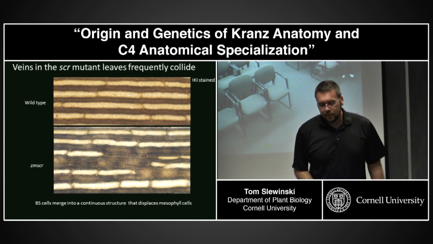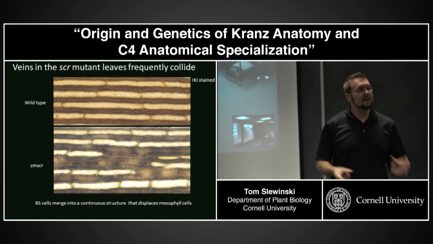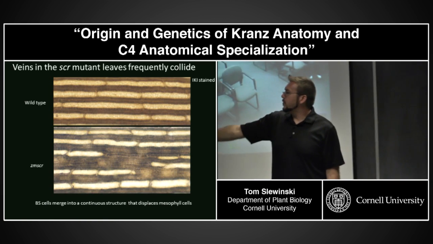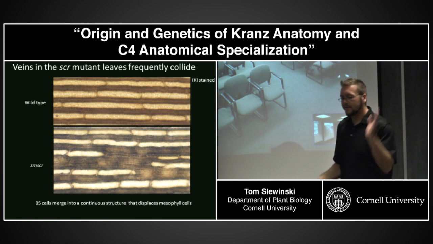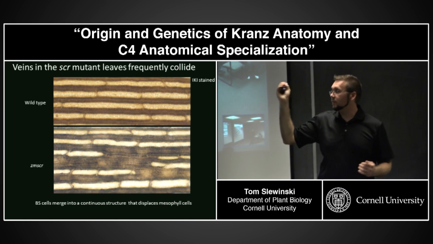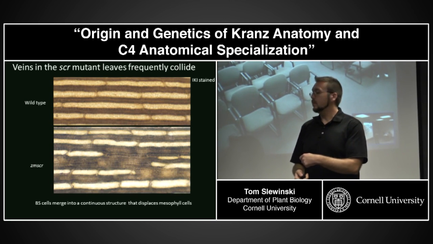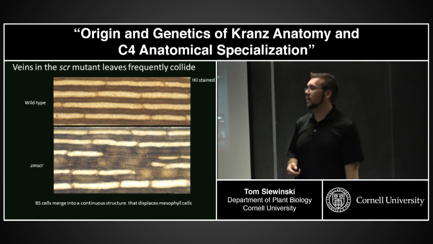So, and also with the minor and major veins, the veins frequently collide. So the vascular cores don't collide, but you get these collisions of bundle sheaths where they merge into a continuous structure that displaces mesophyll. So you get a vascular core, bundle sheath, bundle sheath, bundle sheath, vascular core. And it appears that bundle sheath formation is before the mesophyll formation. So if you disrupt that, you're disrupting the whole Kranz anatomy process.